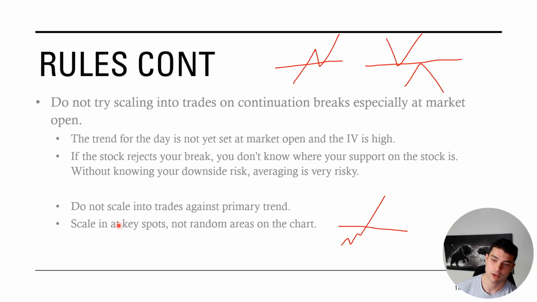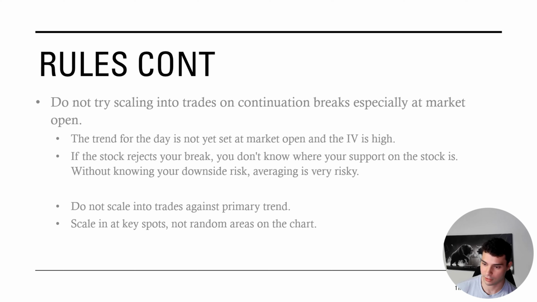Now, do not scale into trades against your primary trend. So I'm looking at the overall trend for that. Let's say we have a high time frame, like 4-hour, daily, of an uptrend. I don't want to go against the primary trend, right? Sorry, I do trade against primary trend, but I don't want to scale into trades against the primary trend. I don't want to add against the trend.